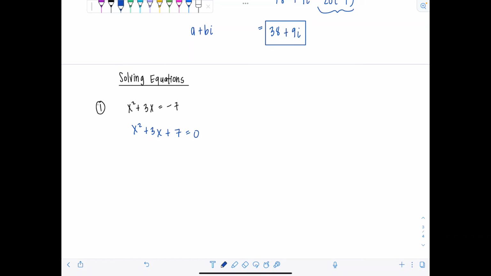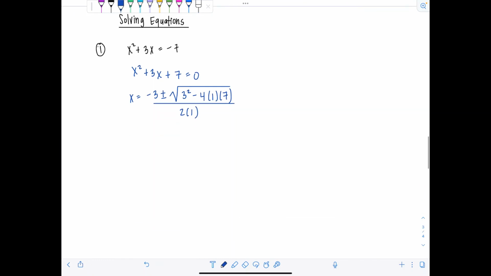Does this factor? No, it does not. I am so very sorry. Okay, so what we're going to have to do is bust out the quadratic formula. So x equals opposite of b plus or minus the square root of b squared minus 4ac all over 2a. All right, good. And then let's keep simplifying.